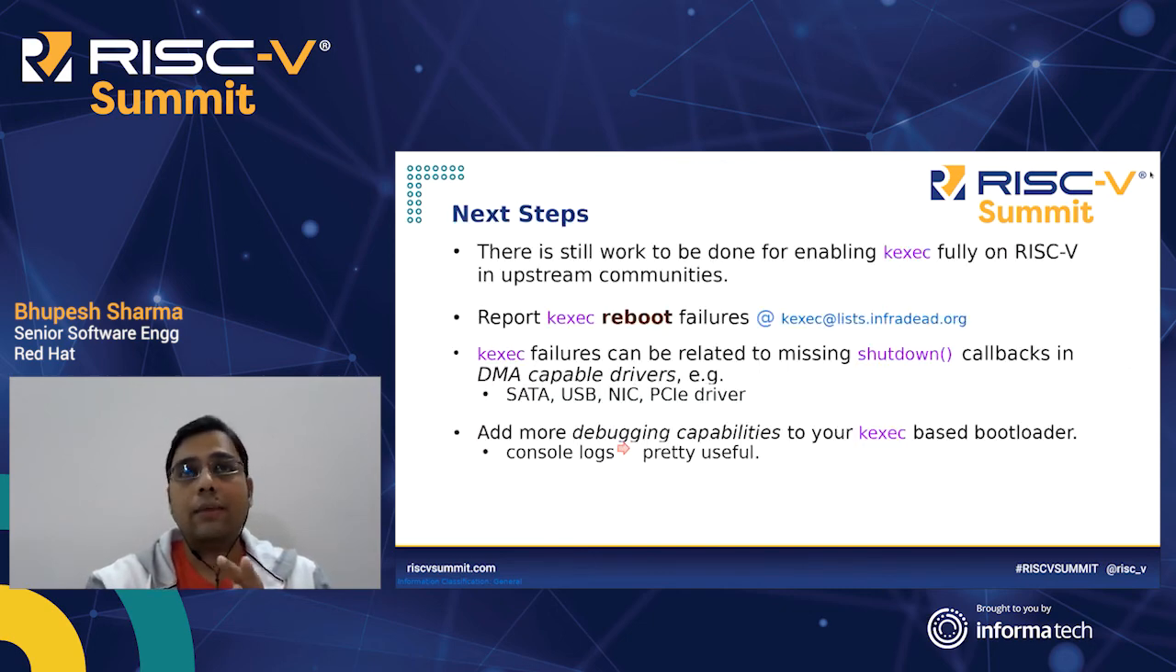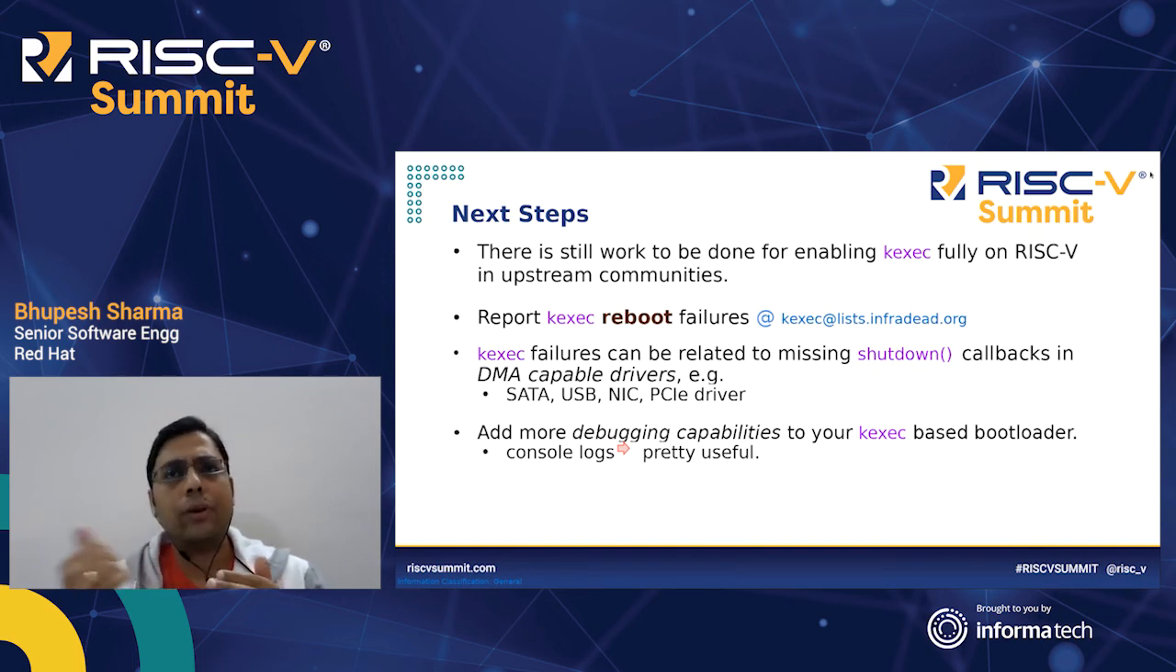Now, what are the next steps? Very important, because there still needs to be some work done for enabling kexec functionality fully on RISC V in upstream communities. I am currently looking into thrashing out a scheme for the same, along with porting the crash utility on Fedora-based RISC V setups. Like I shared with you, there have recently been suggestions and requests to have the crash utility ported on Fedora-based RISC V setups. Any suggestions or any helping hands are most welcome. You can contact me for that.